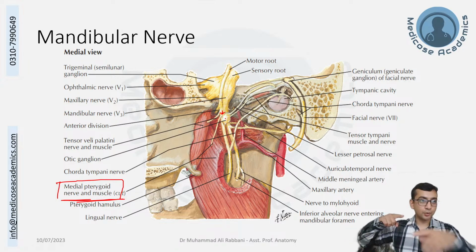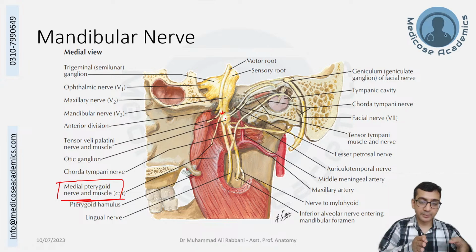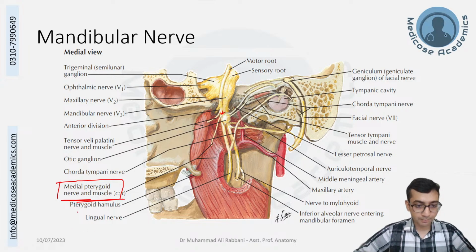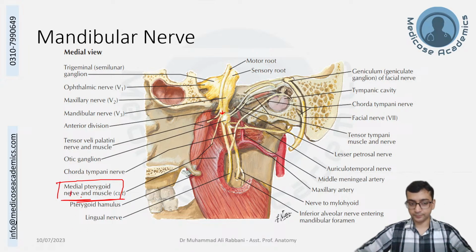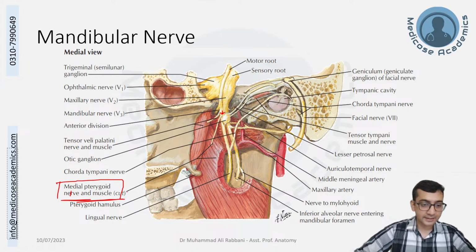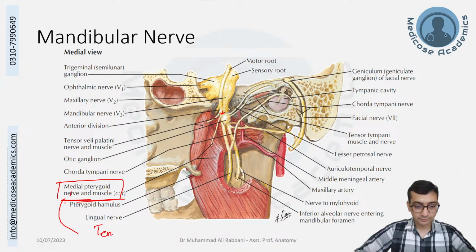It is the one that arises from the medial aspect of the mandibular nerve. It passes through the otic ganglion and it supplies the medial pterygoid muscle. Apart from it, it will supply the two muscles which have the name tensor in them. Which are the two muscles? Both have the name tensor in them: tensor veli palatini and tensor tympani.